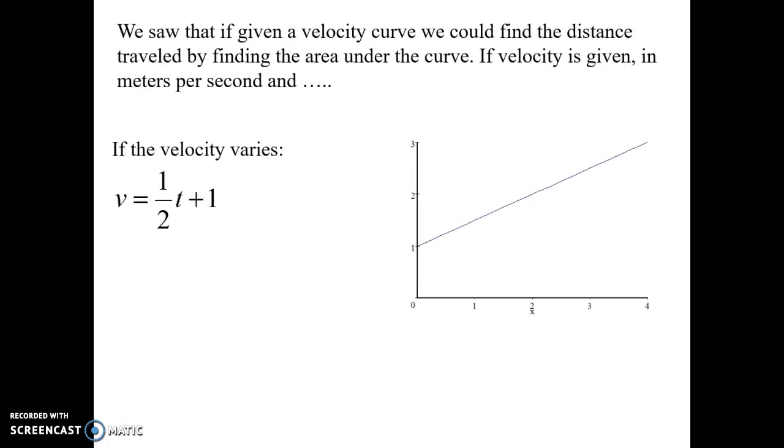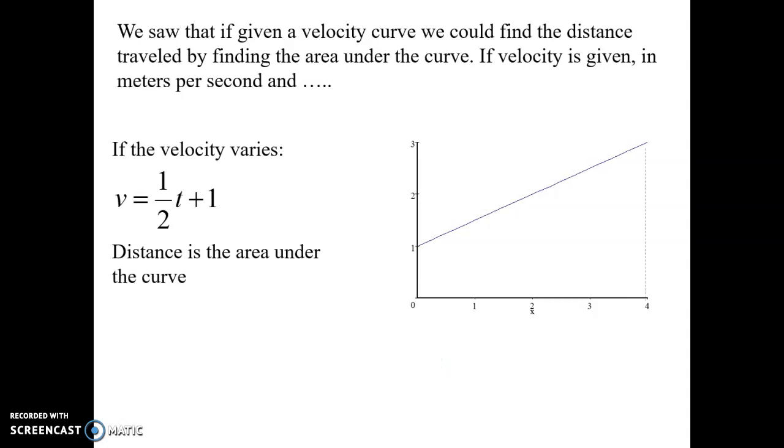Now we saw that if we had a velocity curve, which remember is a derivative curve, we could find the distance traveled by finding the area underneath the curve. For instance, in this case, if the velocity is given in meters per second and the velocity curve is given as this curve right here, velocity equals 1/2 t plus 1, we could graph it easily on our calculator or on our piece of paper, and then we could break this up into pieces to find the distance that this object is traveling in these 4 seconds.